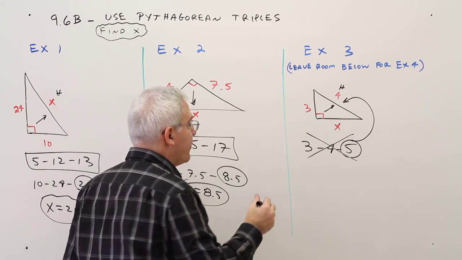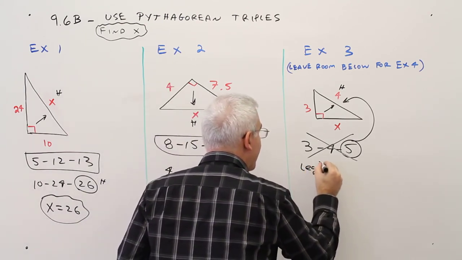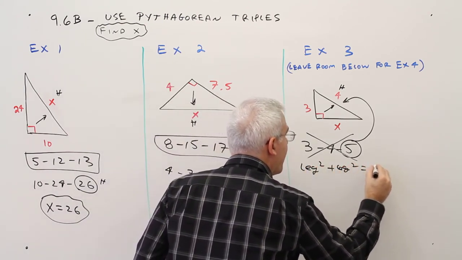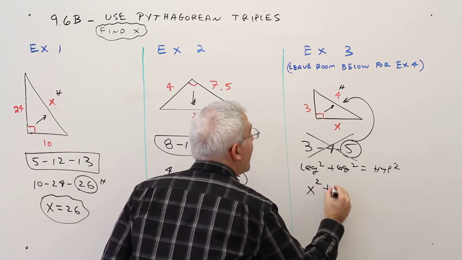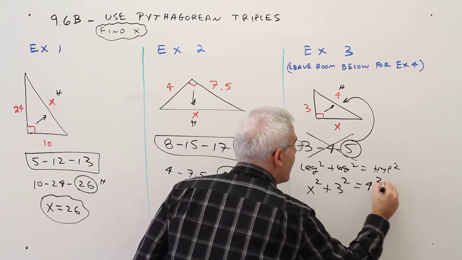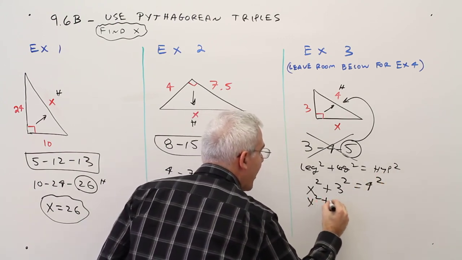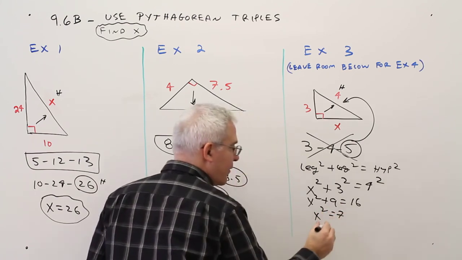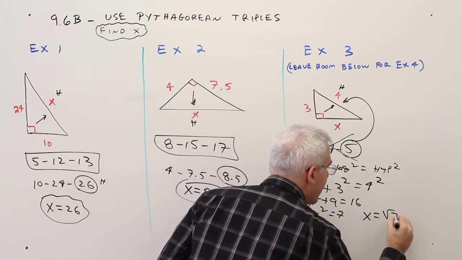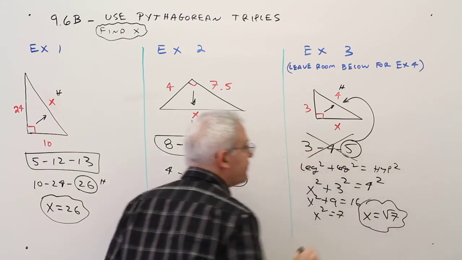the Pythagorean theorem. So leg squared plus leg squared equals hypotenuse squared. X squared plus 3 squared equals 4 squared. X squared plus 9 equals 16. X squared equals 7. X equals the square root of 7.